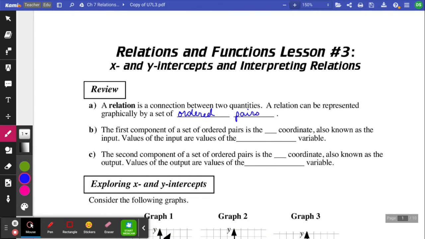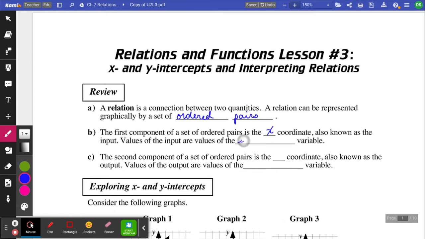Good. And the first component of a set of ordered pairs is what? The X coordinate, also known as the input. And values of the input are values of the what variable? Input and independent.